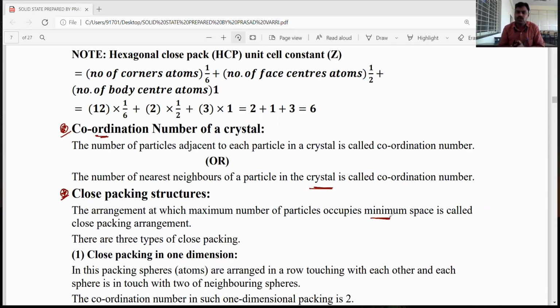Okay, dear students. So generally what kind of close packing arrangements are present? There are one-dimensional, two-dimensional and three-dimensional close packing arrangements. But crystalline solids are three-dimensional crystal structures. That's why almost all crystal structures have three-dimensional close packing arrangements only.